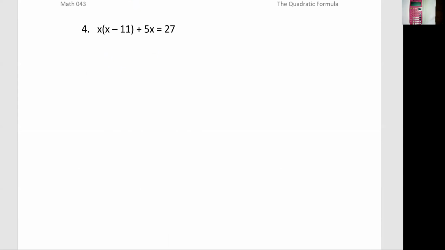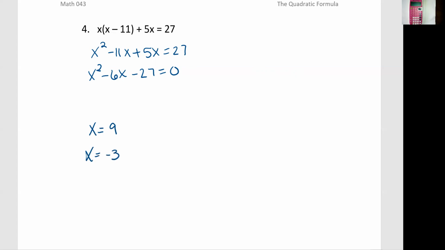Number 4, we first need to distribute the x, combine like terms if we can. I'll go ahead and subtract 27 from both sides. You can factor or you can use the quadratic formula here. Either way, x is equal to 9 and x is equal to -3.